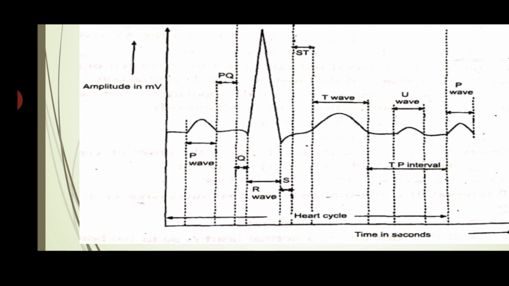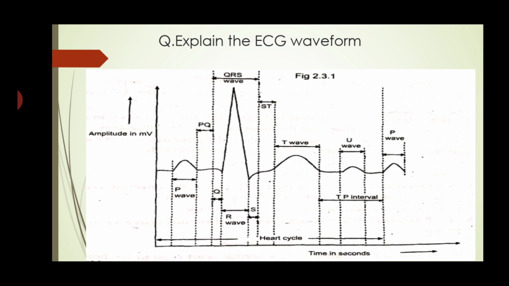And again there are different intervals: the PQ interval, then the ST interval, then the TP interval. So these are the intervals present in this ECG waveform, and the amplitude is measured in millivolts.